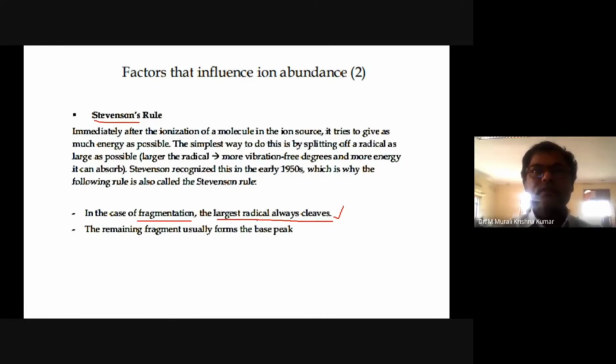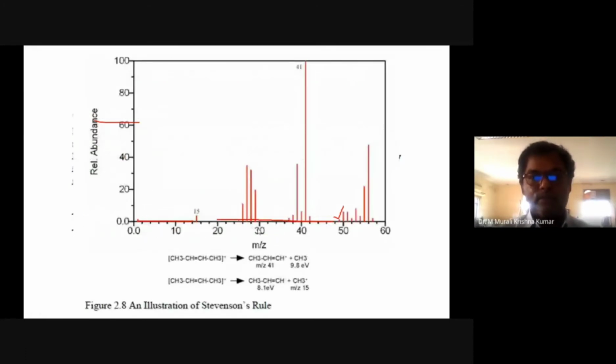This was further studied and upgraded, and they observed that ionization energy and the ease of formation of a fragment ion were connected. I have an example here. This is 2-butene, and this is the mass spectrum of 2-butene. Here you can see the first fragment, 41. This fragment is formed, and methyl is separated as the radical.